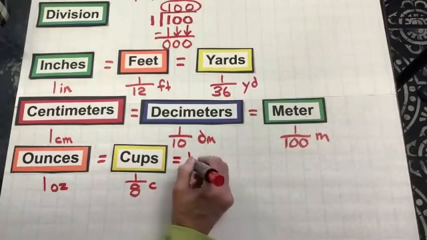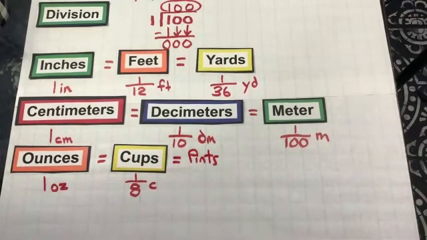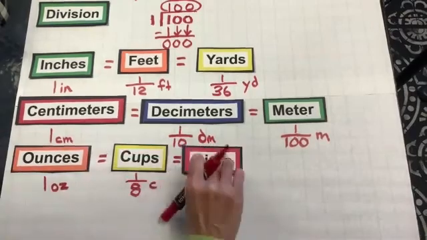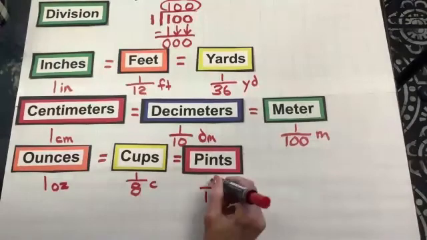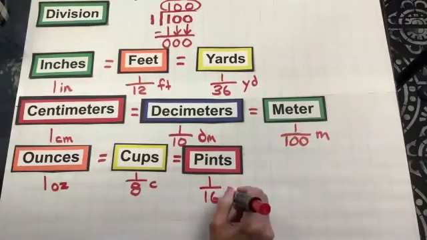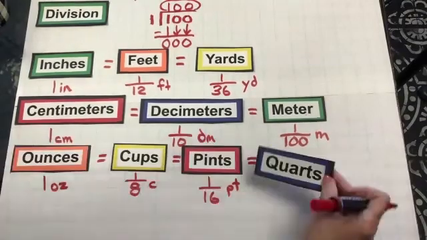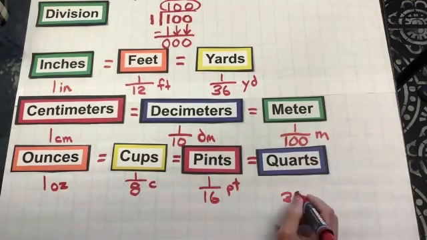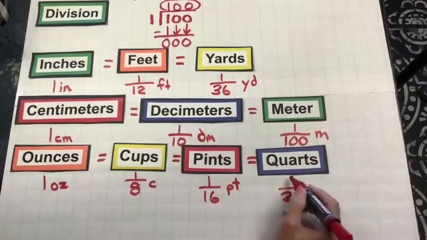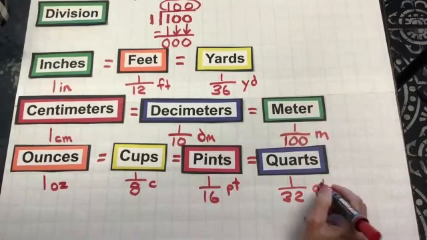And then we're going to go to pints. There are 16 ounces in a pint. So we have 1 out of the 16th, and pint is abbreviated PT. Then we have quarts. And I'm getting carried away here. Quarts. And there are 32 ounces in a quart. So this is 1/32 of a quart. So that would be QT.